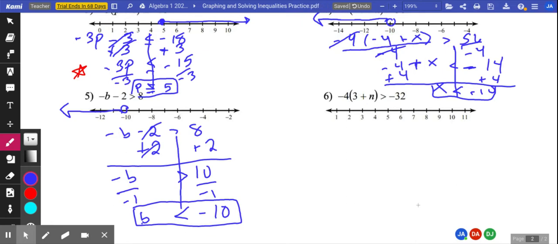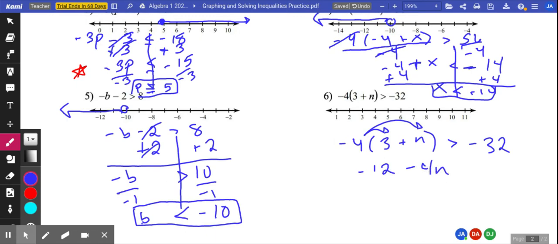So then number 6, let's go back to distributing the way we did for number 3. You could do the trick that we did in number 4 where you divide by -4 to start off with, but this time I'll go back to distributing. So we have -4 times 3, which is -12, and then -4 times n, which is -4n, is greater than -32.